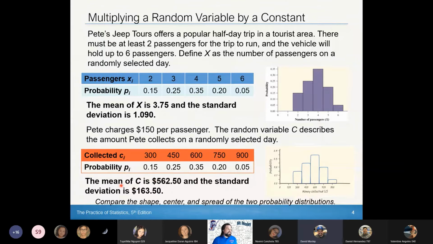Right? So the new mean of C is just 150 times the mean of X. The standard deviation of C is 150 times the standard deviation of X. We could go through all the same calculations and manually determine the mean and standard deviation. However, because this random variable C was created by transforming X, we can save time by just knowing, hey, I just gotta multiply. Less calculations, less time, happier people.